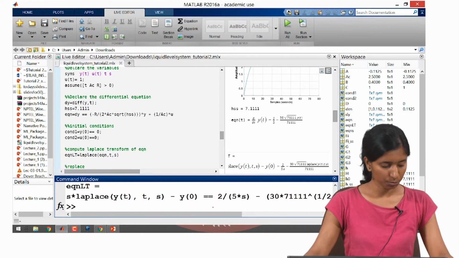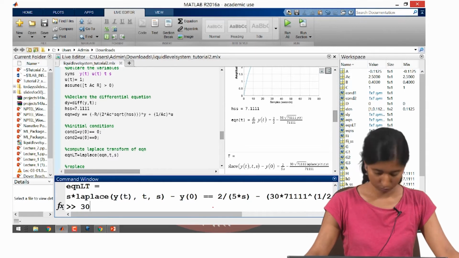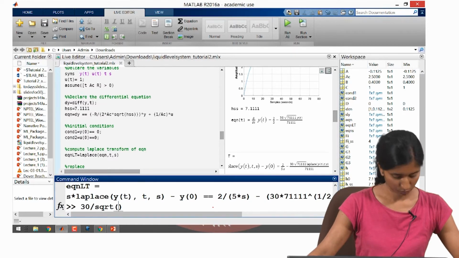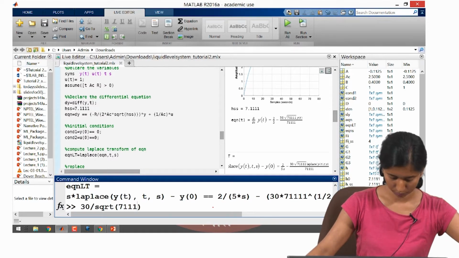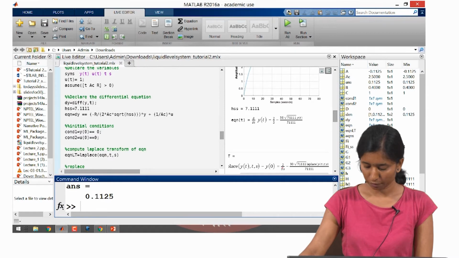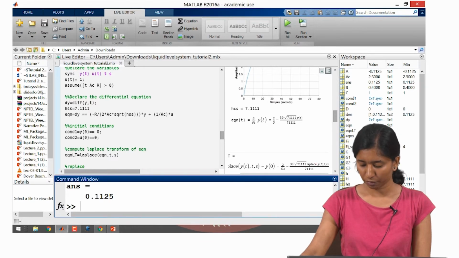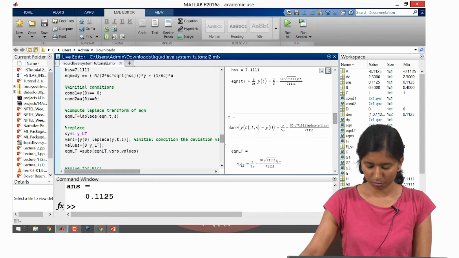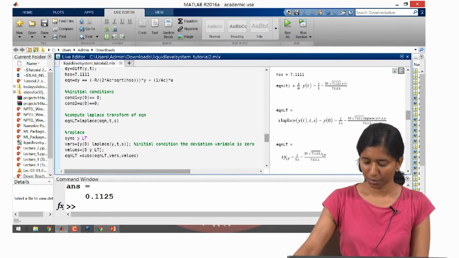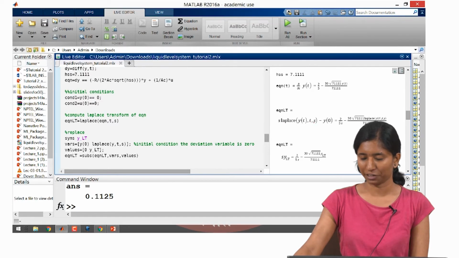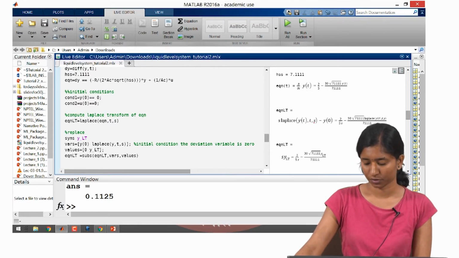okay, let me calculate the value. So, it is simply 0.1125. And 2 by 5 is 0.4. So, 0.4 into 1 by s minus 0.1125 into Laplace transform of y of t. That is all there written there. Now, since I computed the Laplace transform, the Laplace transform of y of t is written as a statement like laplace of y of t comma s, which is not quite pretty to see.